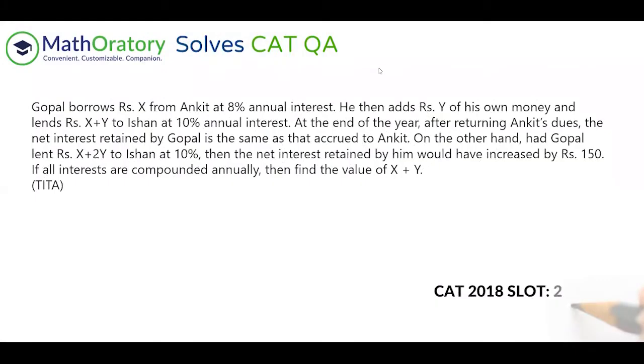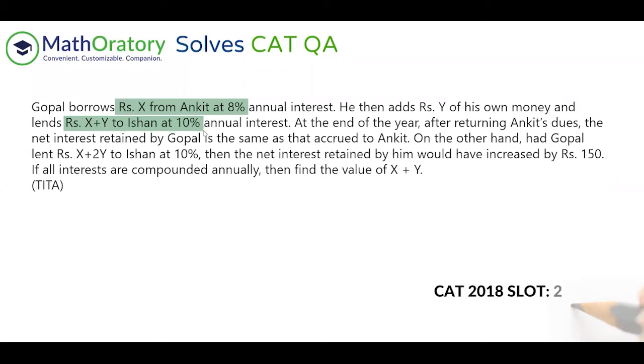All right, we have an interest related question. Annual interest: Gopal borrows rupees X from Ankit at 8% annual interest. He then adds rupees Y of his own money and lends X plus Y to Ishan. Whatever he borrowed, he lends that, so that is irrelevant. He adds Y, and that is just extra information. So he's lending X plus Y to Ishan at 10% annual interest.